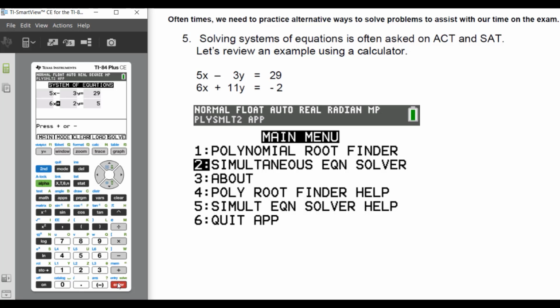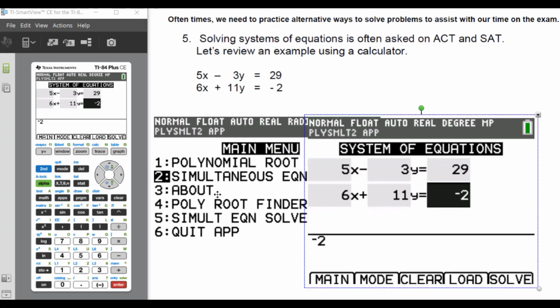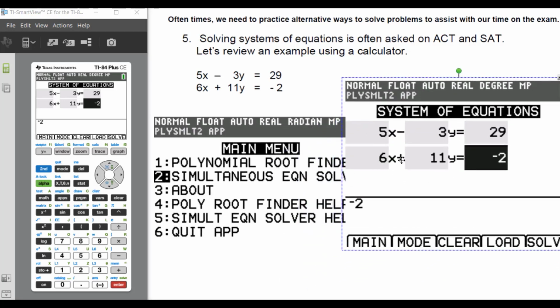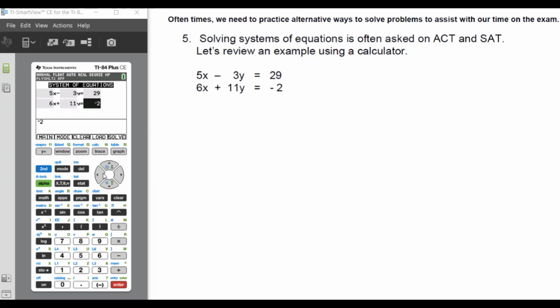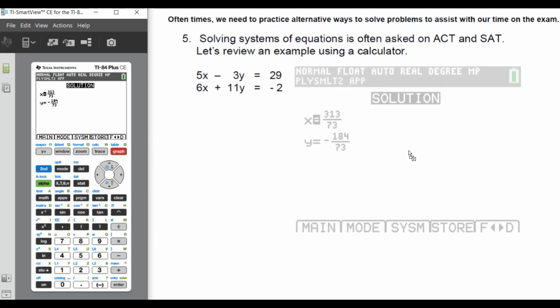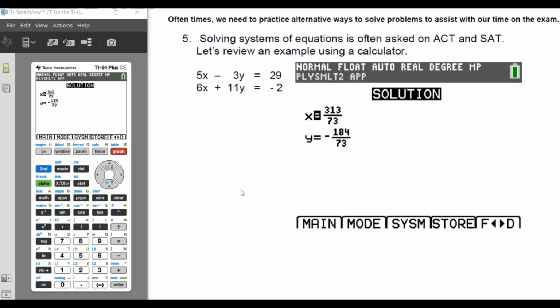Plus sign is already there, so I'll press enter again. 11 for the coefficient of y, enter. And then negative 2, and then enter. Make sure you do press enter. So here is my equation that I want to solve, or system of equations, I should say, that I want to solve. And so I'm going to go out to solve it. I have to press the graph key to solve it. And you can see that I got really nasty looking solutions, but that's okay.